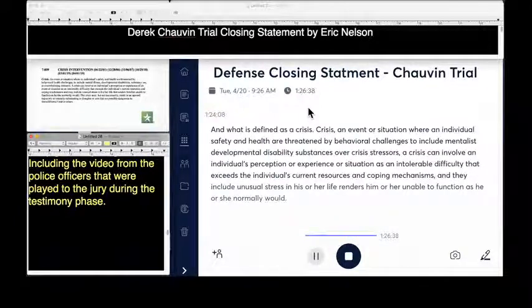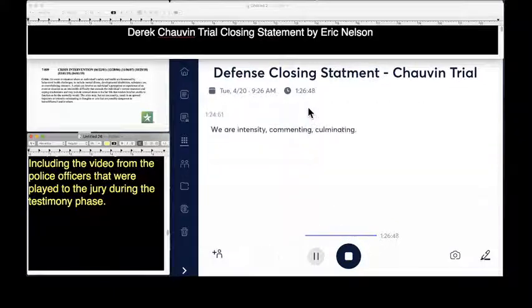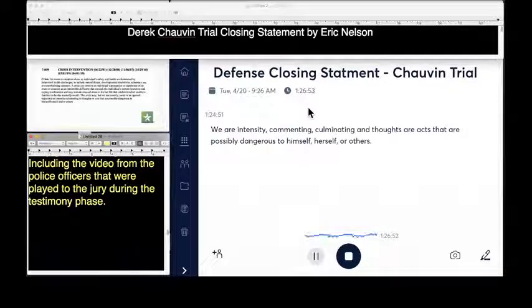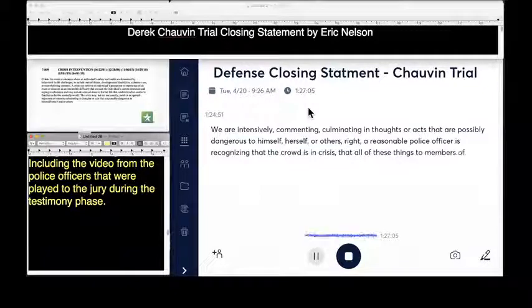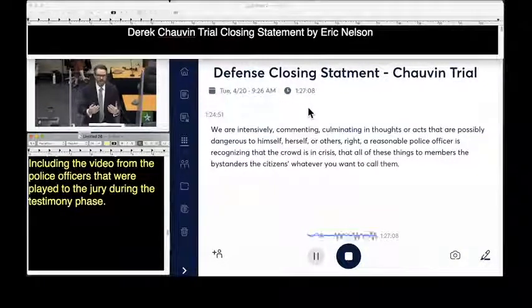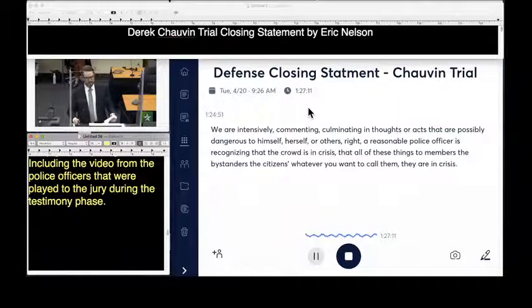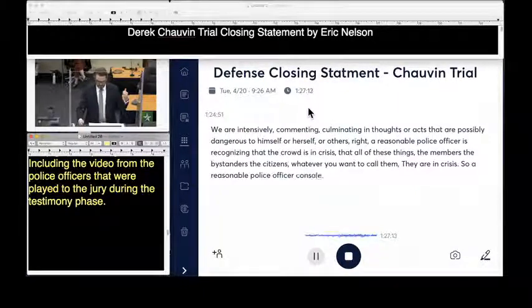The crisis may not necessarily result in an upward trajectory or intensity culminating in thoughts or acts that are possibly dangerous to himself, herself, or others, right? A reasonable police officer is recognizing that the crowd is in crisis, that all of these things, the members, the bystanders, the citizens, whatever you want to call them, they are in crisis. So a reasonable police officer considers his department's training.